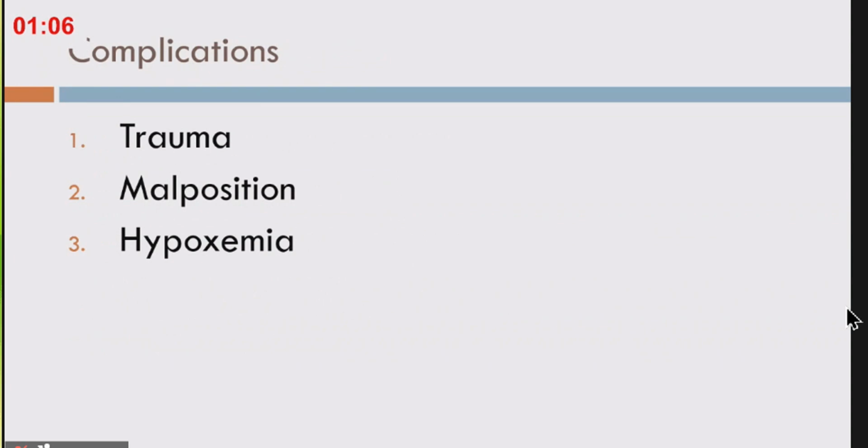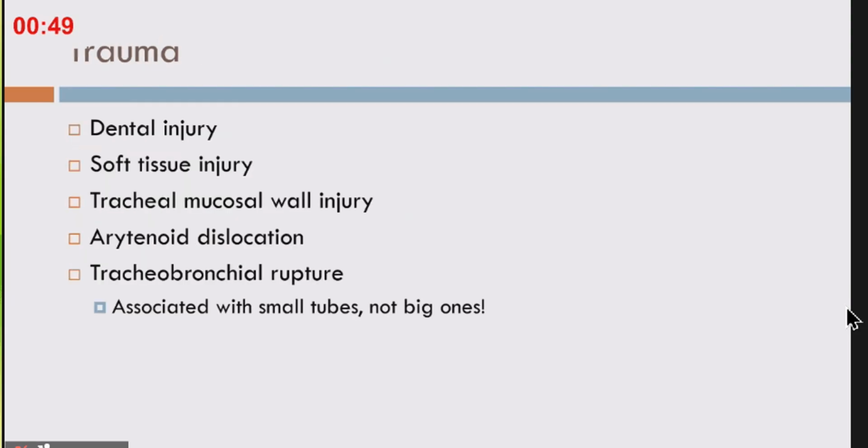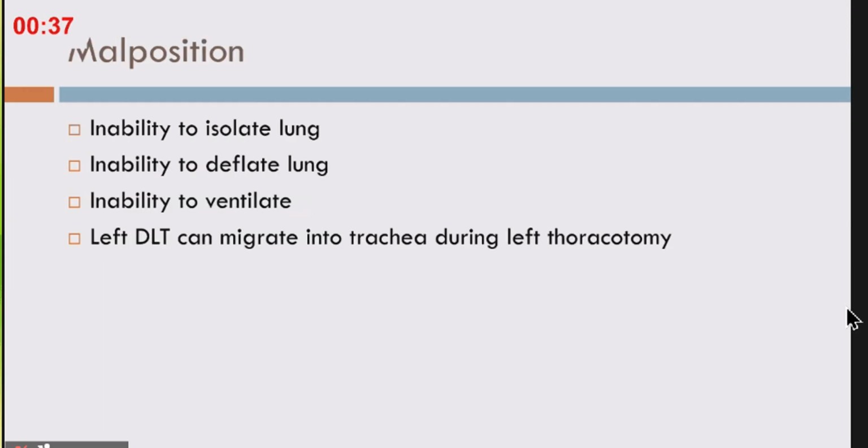Complications of double lumen tubes, because they're so big, there's always a possibility of trauma, malposition, hypoxemia, especially in most of these patients that are needing to have this surgery. A lot of them don't have good lungs to begin with, so hypoxemia is always an issue. Dental injury, soft tissue injury, tracheomucosal wall injury, all of these are also some other big things that could go wrong with double lumen tubes.